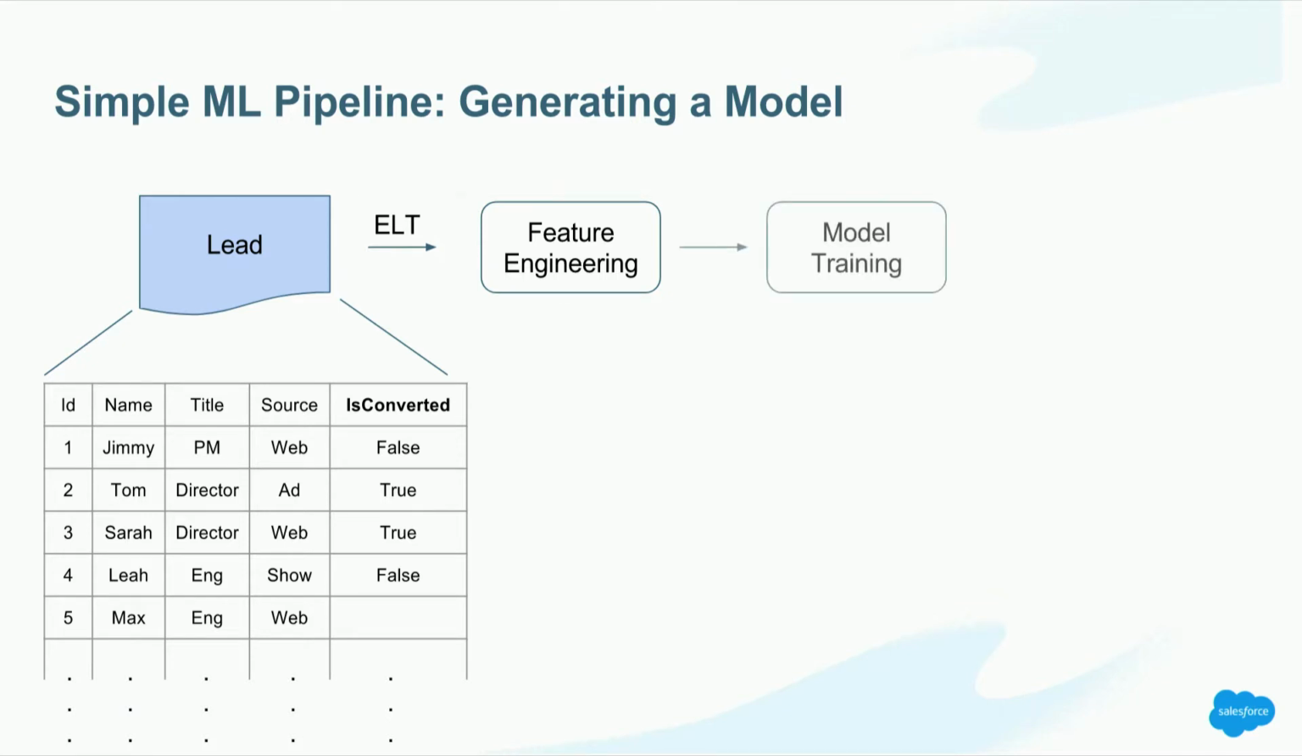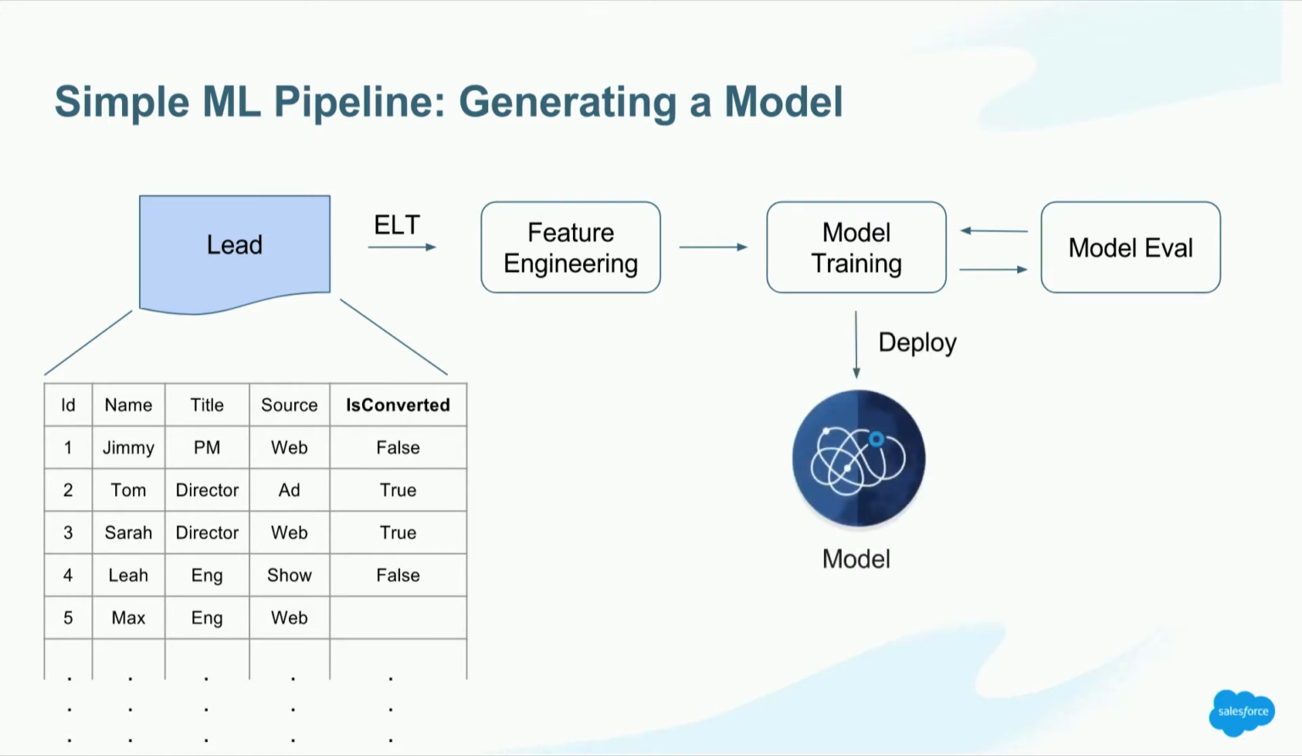Then we go through a model training step where we might train one or more models. We can try different hyperparameters. And we go through an evaluation where we try to determine whether the best model is good enough to be deployed, good enough that it will serve good predictions. Once we're sure it can, we deploy this model and we have our model.